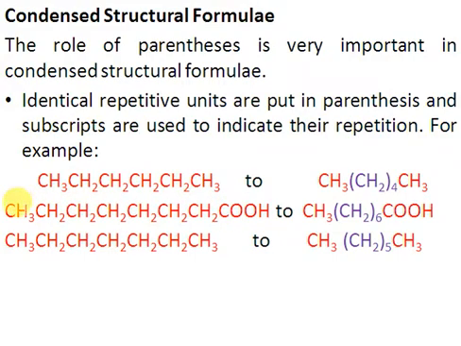So this condensed formula has a number of CH2. So it has 6 CH2s inside here. In order to make it very easy to write, we can put the brackets here, put CH2 inside, and 6 here. So 6 indicates that CH2 is repeating 6 times. Here also we have CH2 that's repeating 5 times, right? The parenthesis is very important because it helps us in writing the condensed formula in a easier and quicker way.